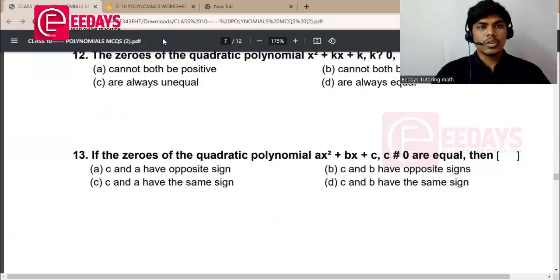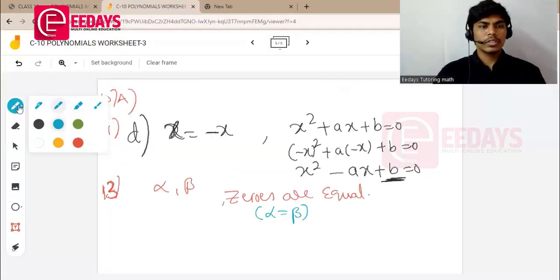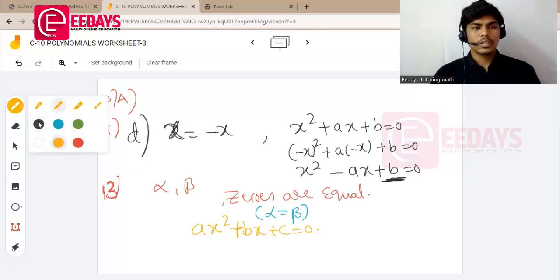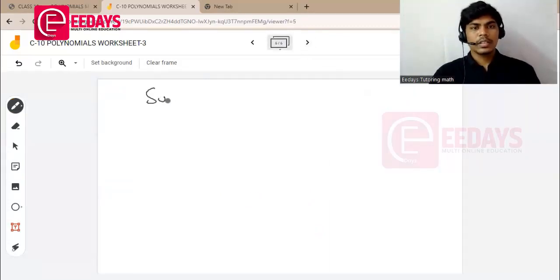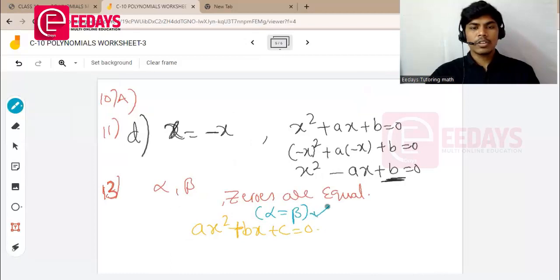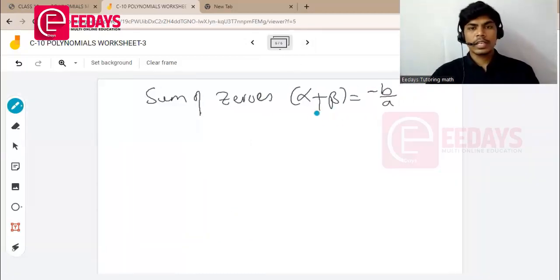All right. So we know how to find the sum of zeros and product of zeros. The given equation would be ax square plus bx plus c is equal to 0. Let's write in the next page. Sum of zeros: alpha plus beta is equal to minus b by a, as we know. In this case, alpha is equal to beta, so in the place of beta you can also write alpha. So alpha plus alpha is equal to minus b by a. 2 alpha is equal to minus b by a.